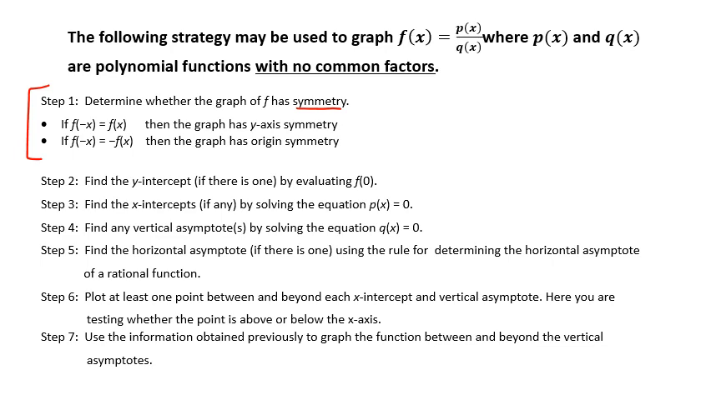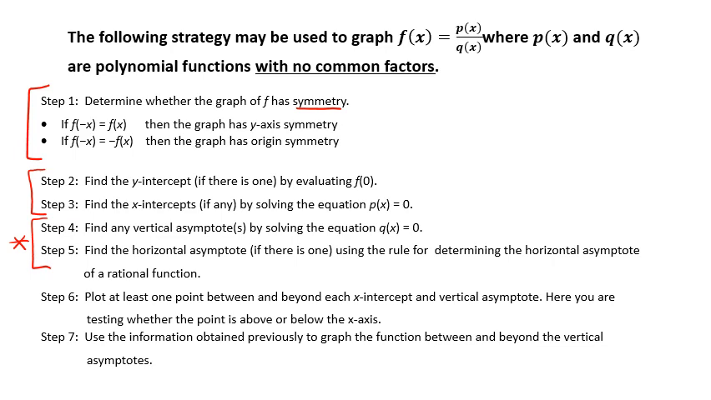which is symmetry. Step 2 and step 3 are the intercepts, the x and y intercepts. That's something we've covered in multiple previous videos, a lot of different contexts and types of problems where we're finding x and y intercepts. Then we find the asymptotes, vertical and horizontal asymptotes. So that is basically the new stuff right there. That's in terms of this section, this topic, rational functions.